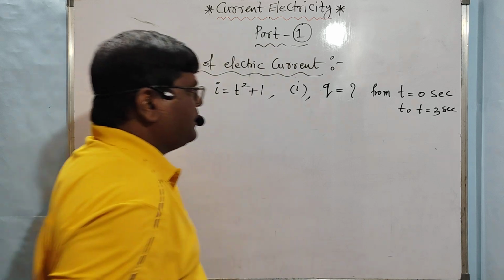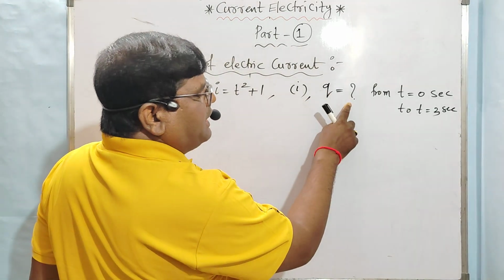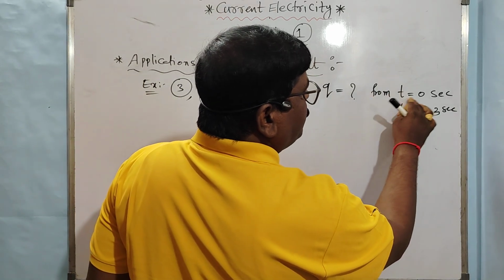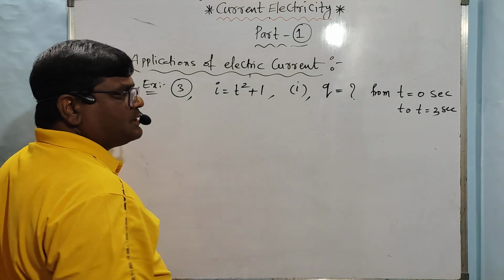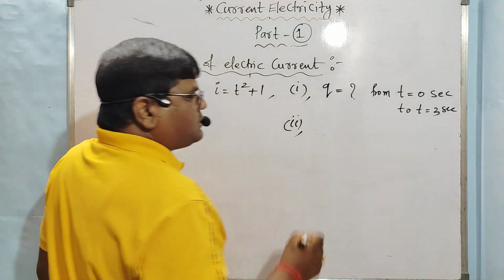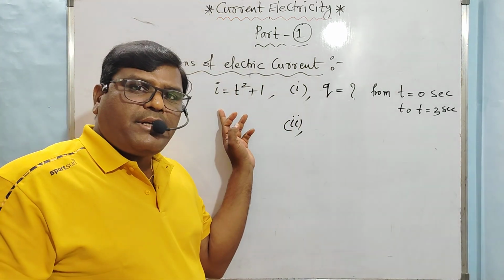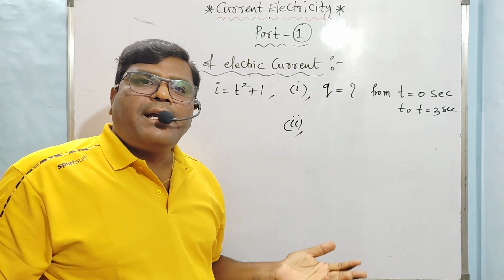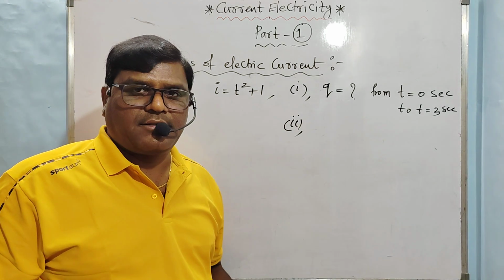For example, 3 seconds we can take, right? Now, question number 1: find the charge Q is equal to what? From time t is equal to 0 seconds to time t is equal to 3 seconds. Next, question number 2. For example, this much current is flowing and this much charge is flowing. Then find how many electrons are crossing across that conductor.